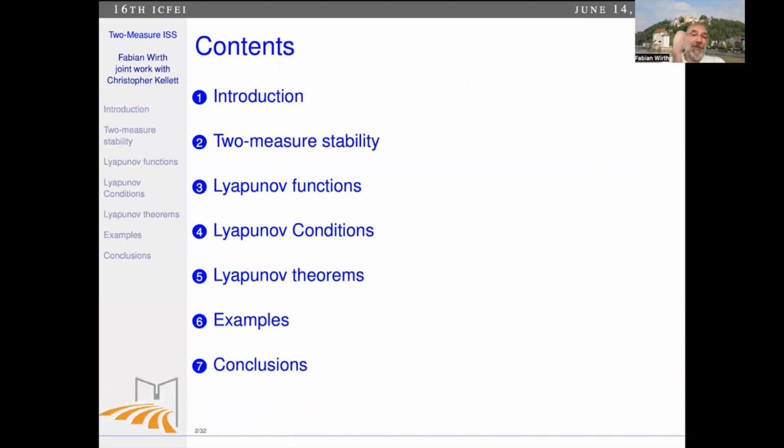So what will I talk about? Introduction, yes, then I will try to explain what is two-measure stability. We will talk about Lyapunov functions, conditions, and then sufficient theorems for different versions of ISS. And then the interesting part is maybe the examples that show that things fall apart, right? So that input to state stability does not imply or is not implied by integral input to state stability, and then there's still another concept that also is somehow askew to all the other properties.